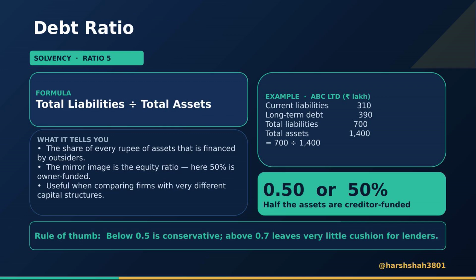Next, the debt ratio. Formula: total liabilities divided by total assets. For ABC Limited, 700 divided by 1,400 gives us exactly 0.50, or 50%. What does this tell us? It's the share of every rupee of assets financed by outsiders rather than owners. Here, exactly half the company is creditor funded, and half is owner funded. As a rule of thumb, below 0.5 is considered conservative, while above 0.7 leaves very little cushion for lenders.